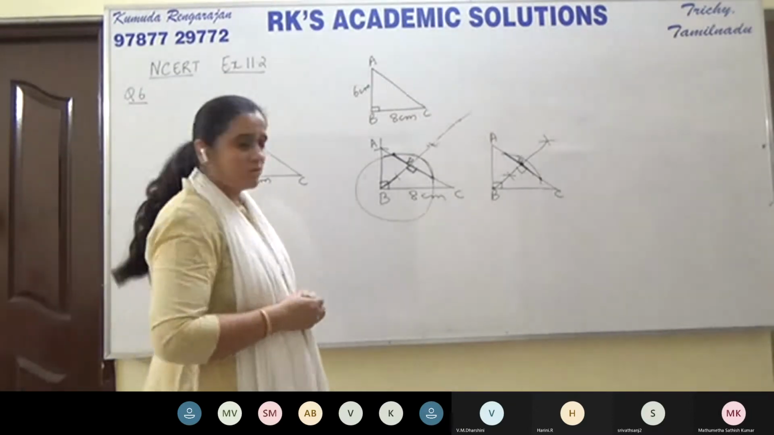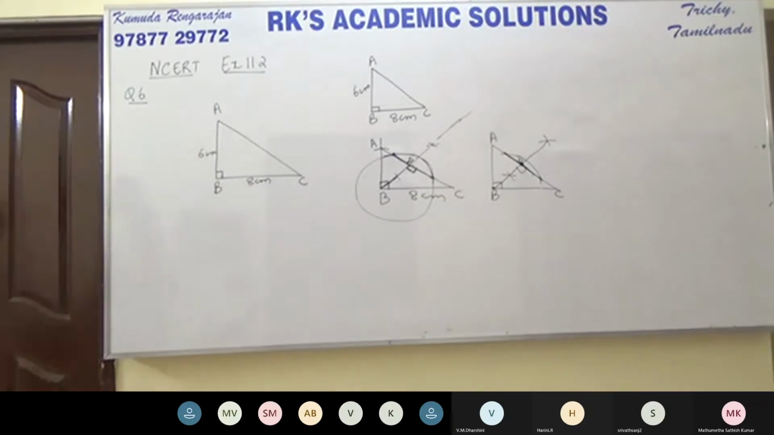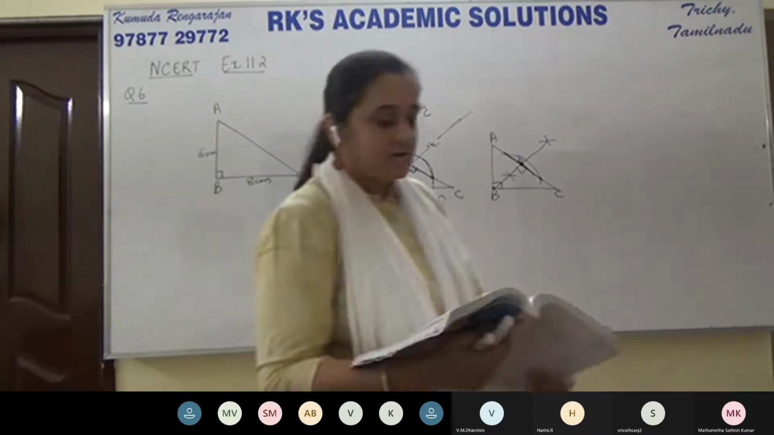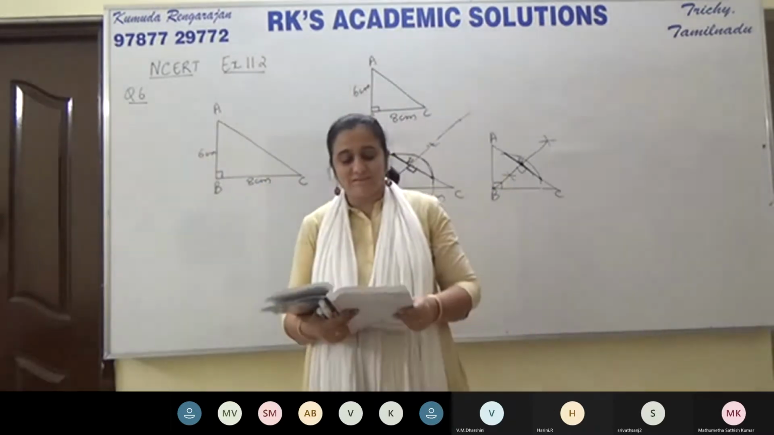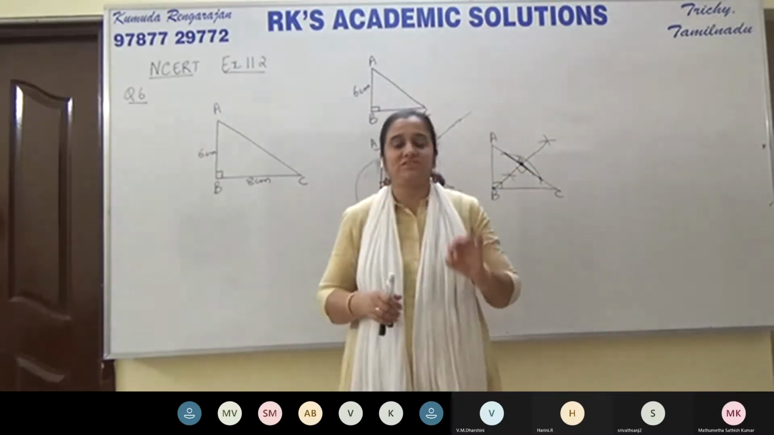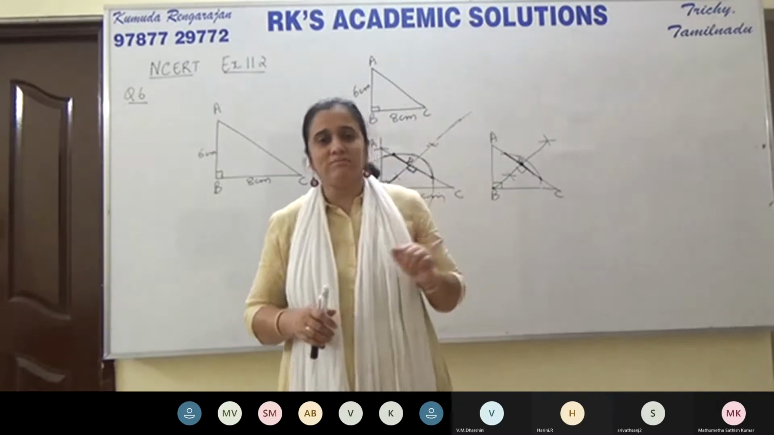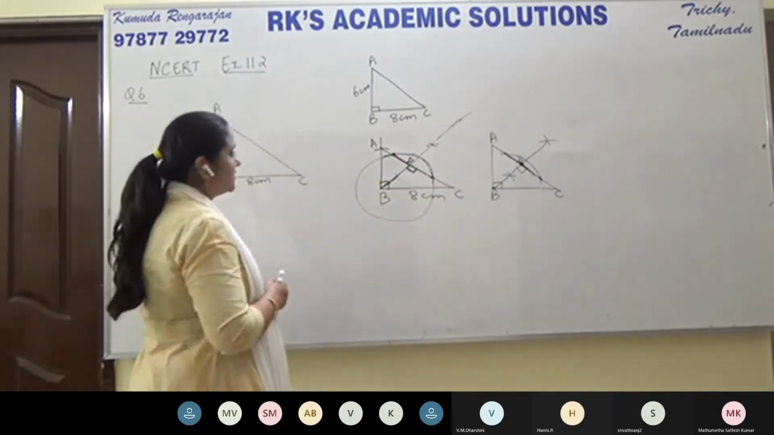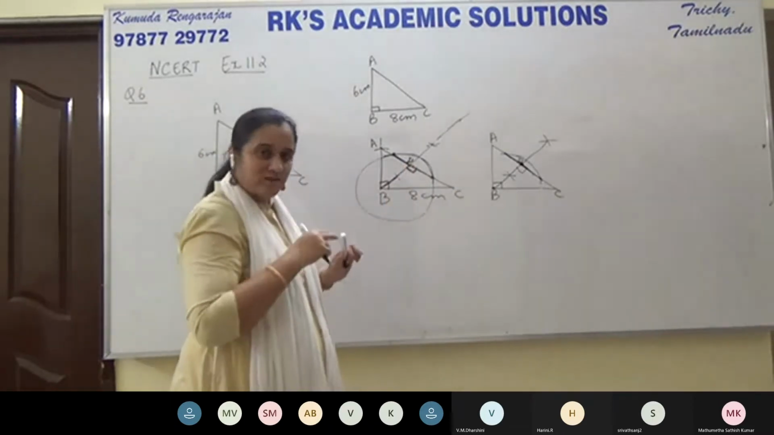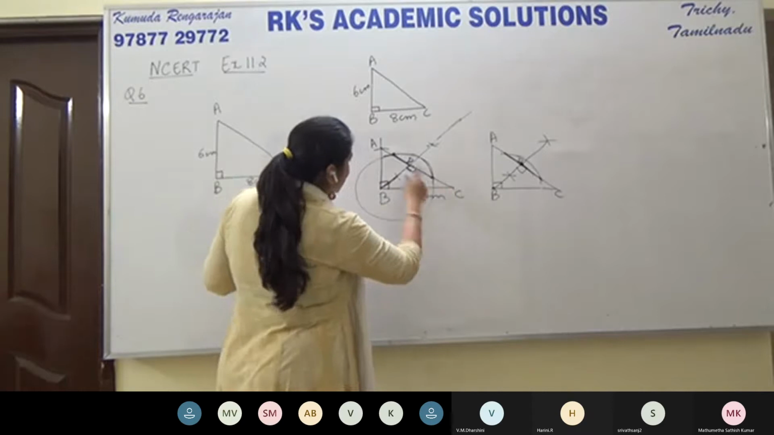Okay. So now the next instruction: the circle through B, C, D is drawn. So now we have to draw a circle passing through these three points B, C, and D. See here, B, C, and D. We need to draw a circle passing through these three points.